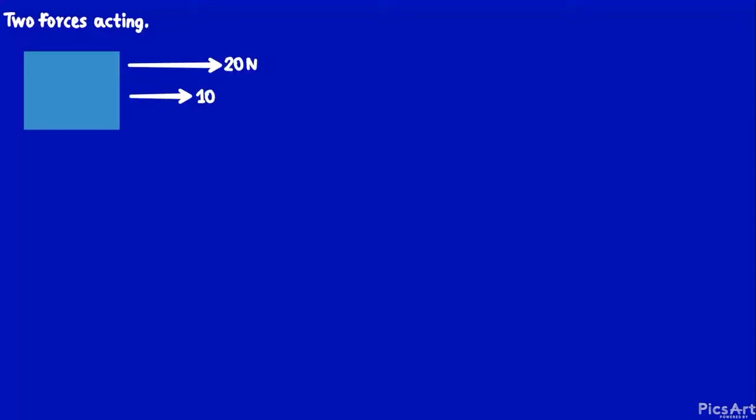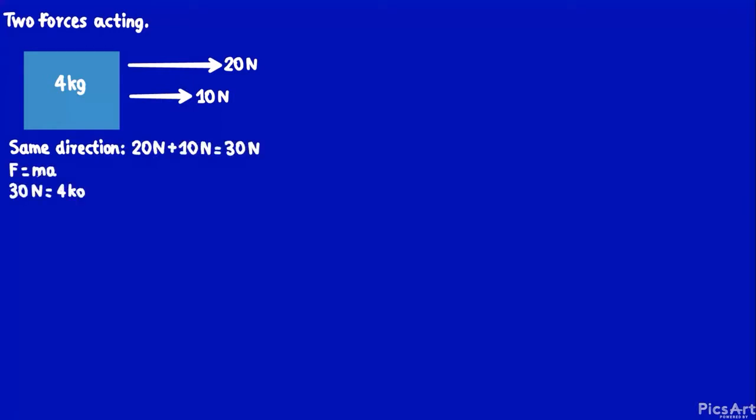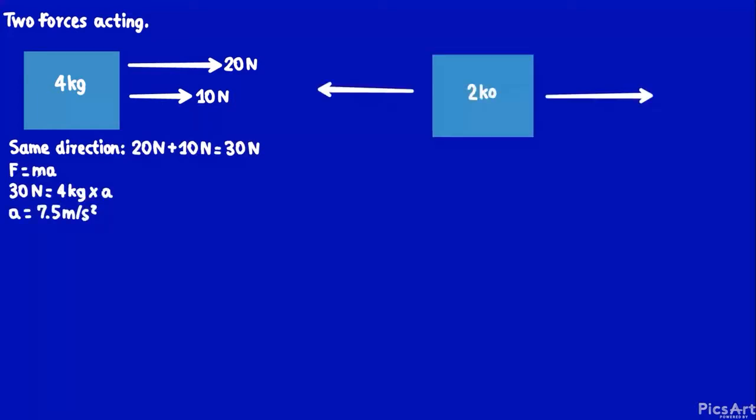And for two forces acting, they can be in the same direction or in the opposite direction. For the 4 kilogram mass, there is a 20 Newton and 10 Newton force. In the same direction, they must be added. F equals ma, 30 Newton equals 4 kilogram times acceleration, and the acceleration will become 7.5 meters per second squared.